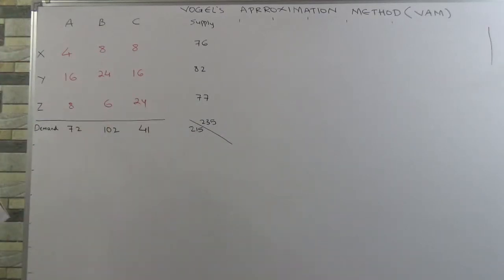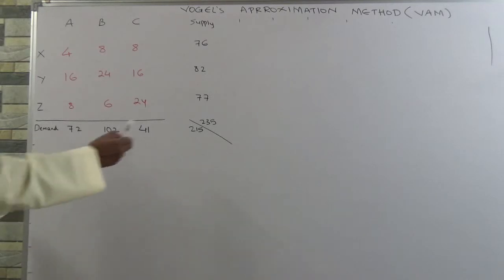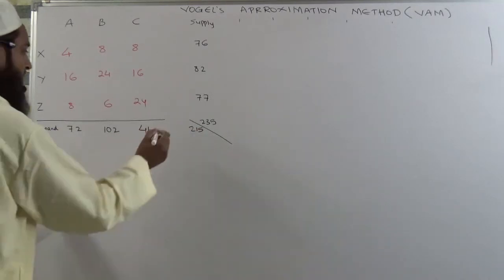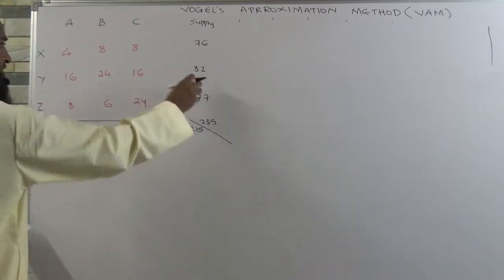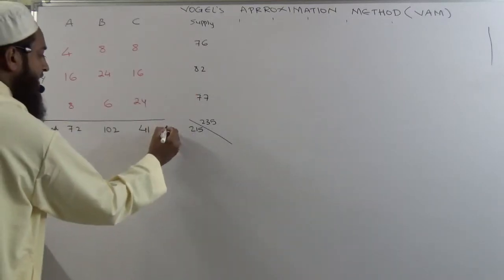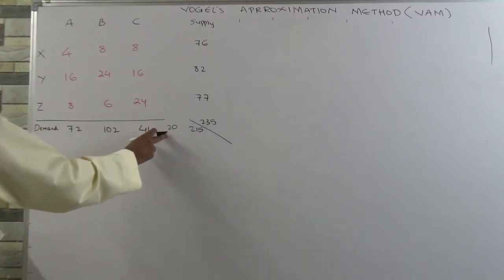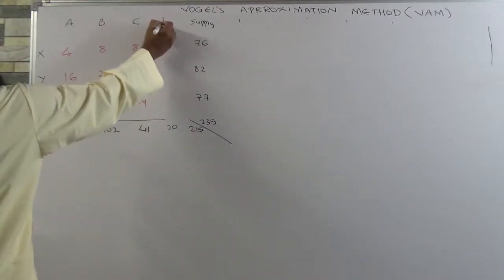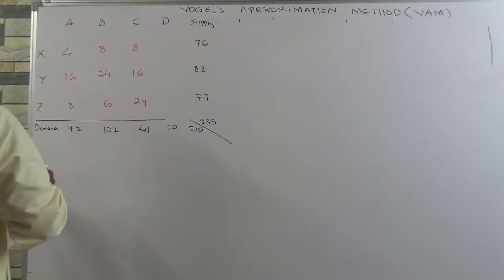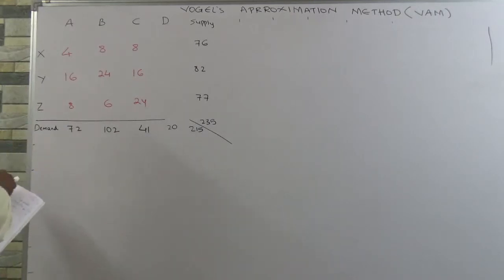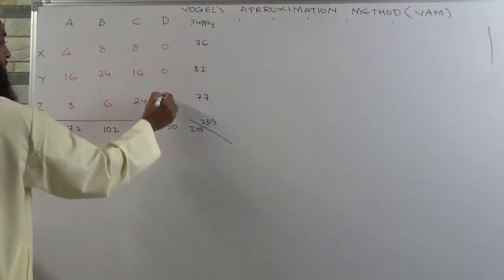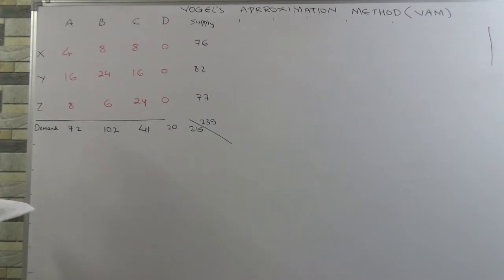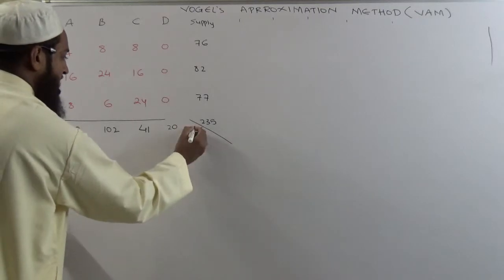So how do you balance them? What is the deficit? The difference between these two is 20. So 20 is lacking where? In the demand or in the supply? In the demand, right? So you add an extra column over here fulfilling the deficit. The 235 minus 215, 20, and that would be your warehouse D. And the cost of that warehouse will all be 0, 0, 0. Now this is a balanced transportation problem. Now this has been balanced, 235, and now it is ready to be solved.